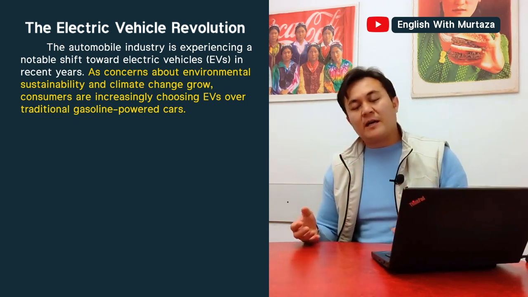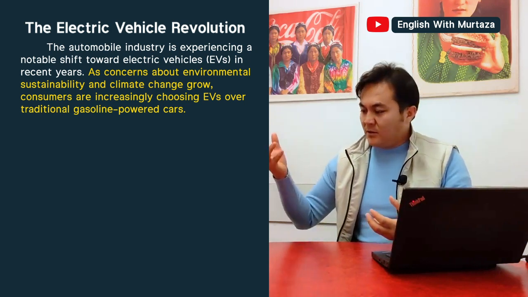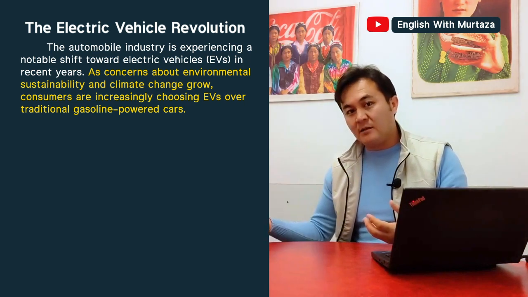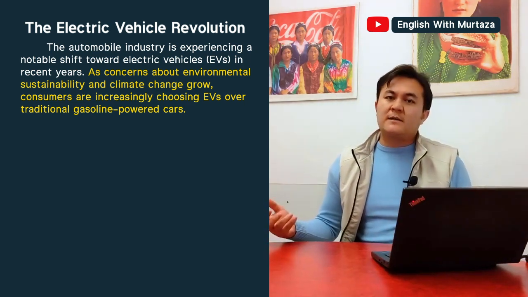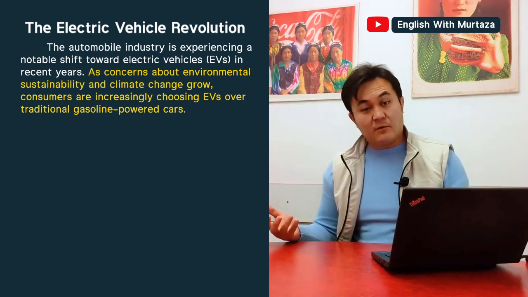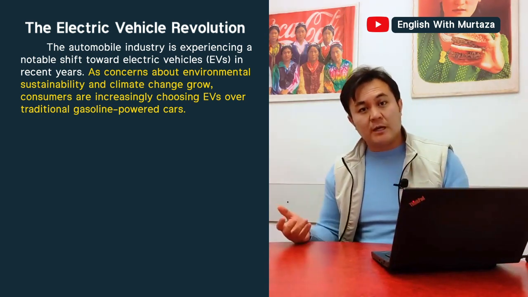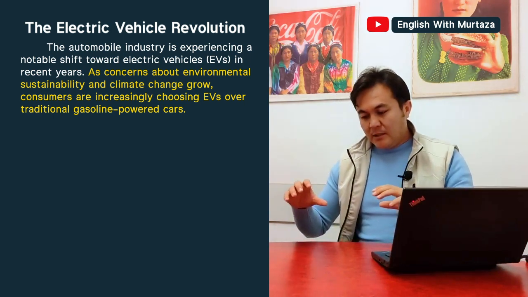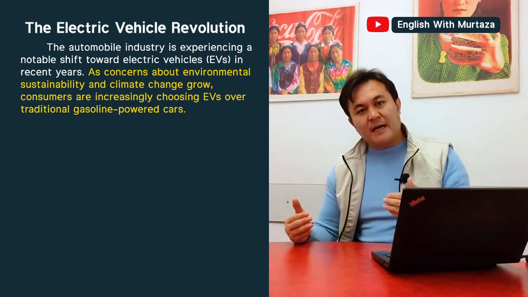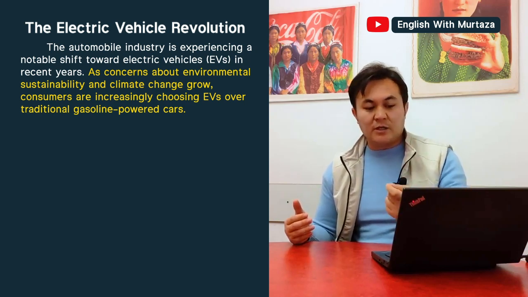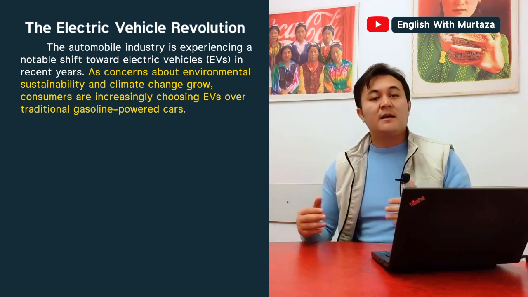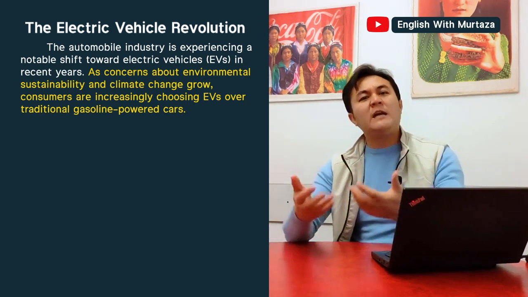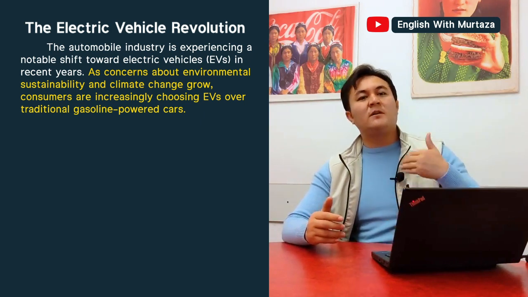In this example, I compared the traditional and old type of machines, which is gasoline, and the revolutionary car, which is electric cars. So, in this example, I provided that people are concerned, that's why we're talking about environmental concerns. People are going green. People are concerned about their environment.